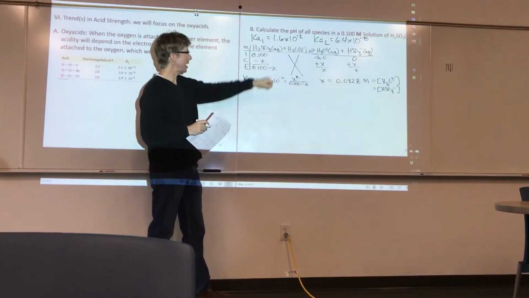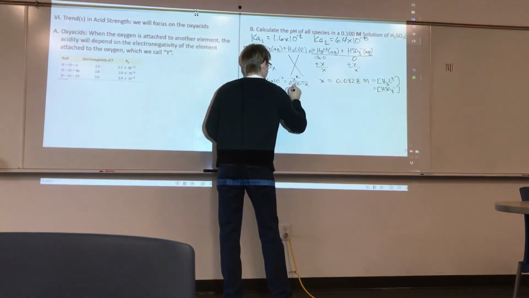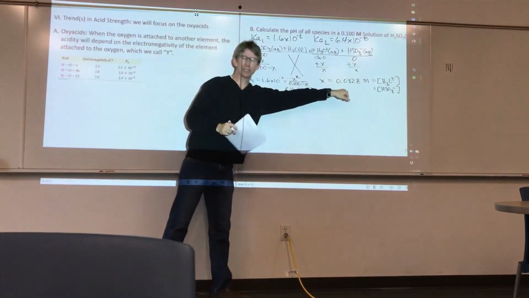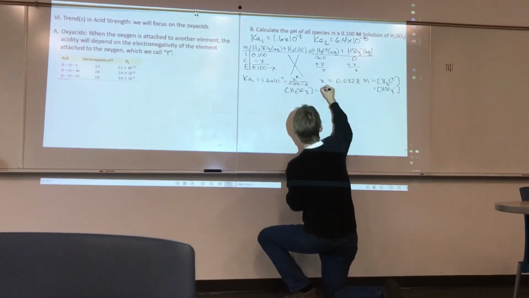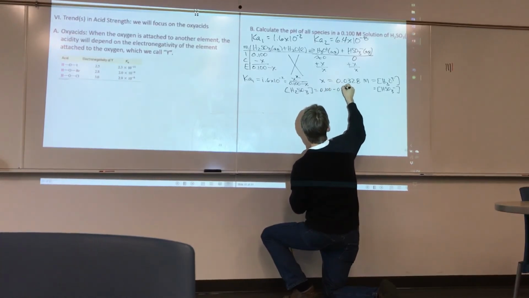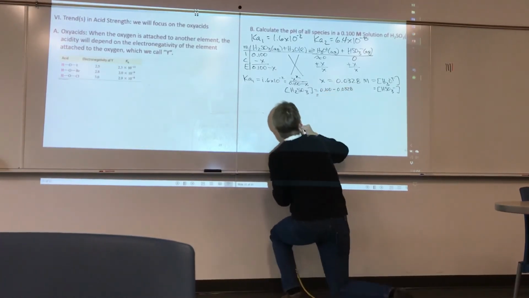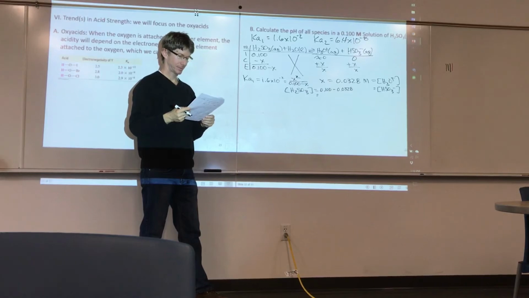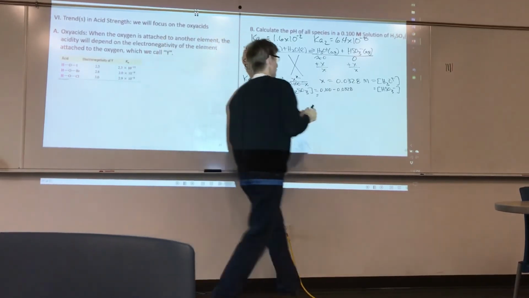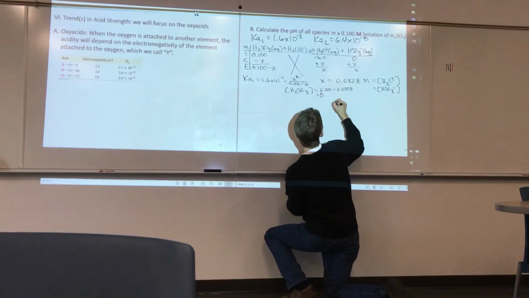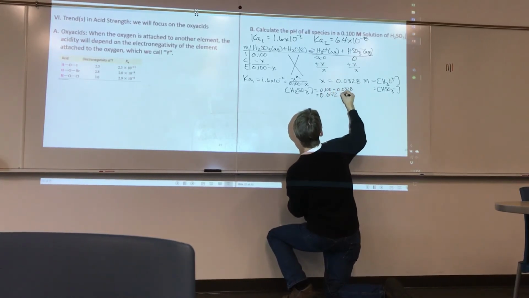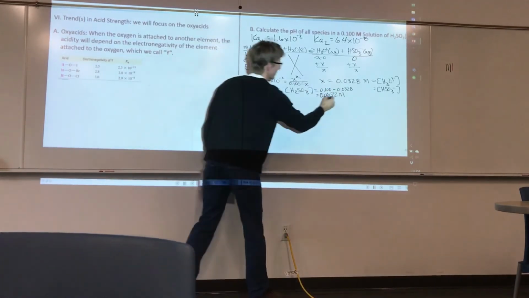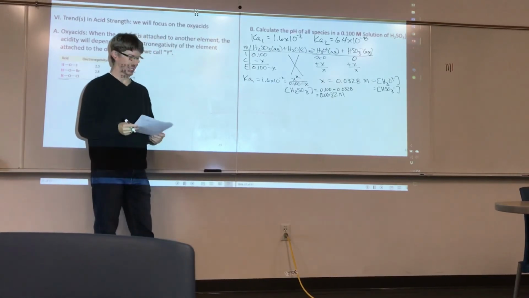To get my concentration of sulfurous acid, take your initial concentration, subtract your X. And I get 0.0672. Probably only 2 significant figures for that answer.